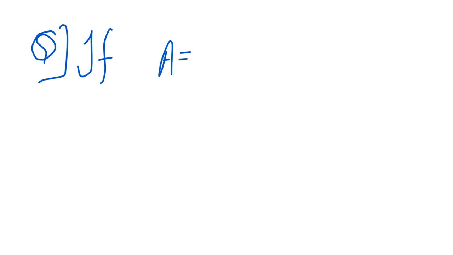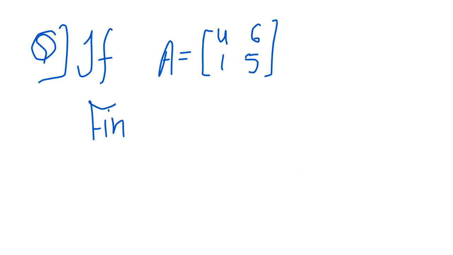So A is given, having elements 4, 6, 1, 5. Find eigenvalues first of all. Then verify Cayley-Hamilton theorem.